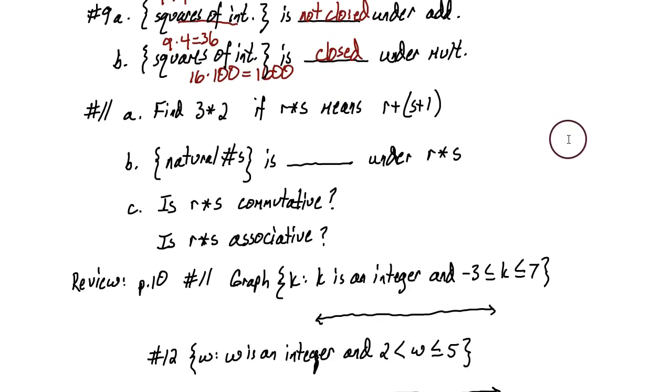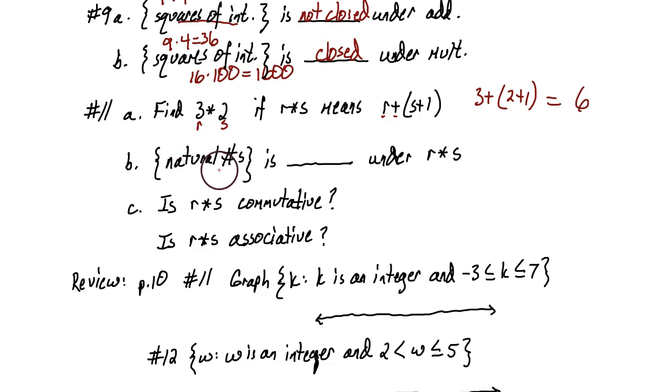Number 11. Find 3 star 2 if we're told the star symbol means to take the first number and add one more than the second number. The first number is 3, so we're letting the letter R be 3. The second number is 2, that's the letter S. Following this instruction, we could find R star S by taking the 3 and adding 2 plus 1. That makes 6.